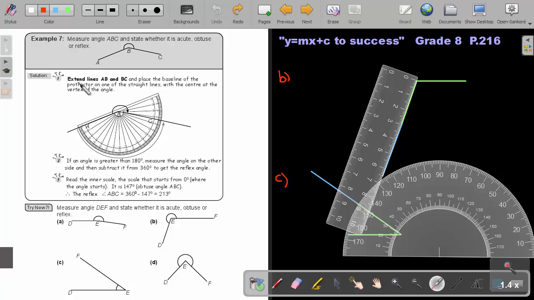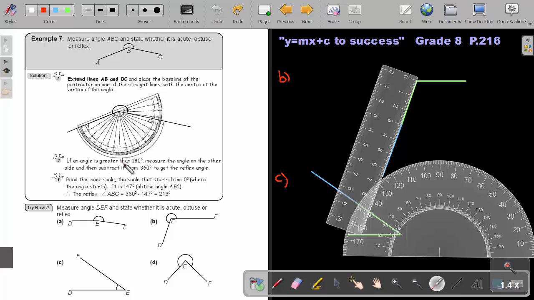So let's look at the method. Extend lines AB and BC. If you see that the lines are very short, just take a ruler, I will show you now, and extend the lines so that they go out of the protractor. Place the baseline of the protractor on one of the straight lines, only on one, with the center at the vertex of the angle. So that center of the angle must be there in the middle.